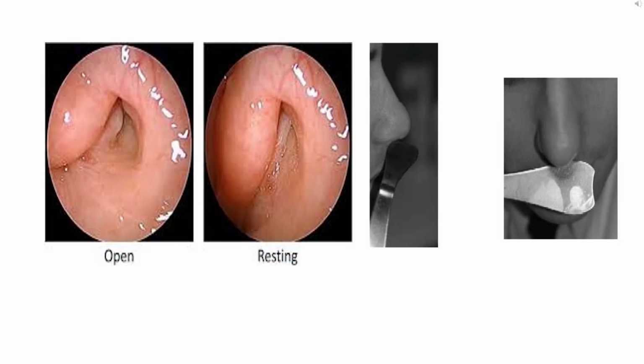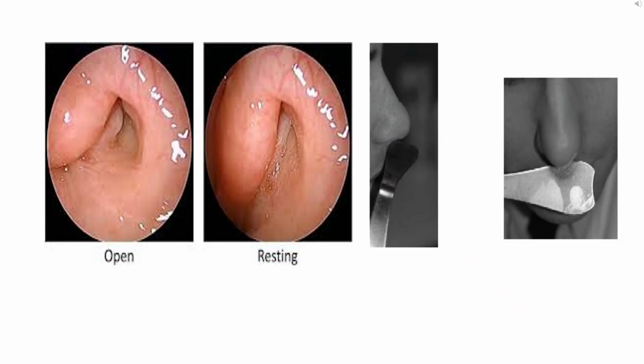In this slide, there are two images. First one is of interpretation of Cottle's test. Second is of cold spatula test. Where open is written, Cottle's test is being performed on the patient and endoscopy was done simultaneously. Then we will observe that there is opening of the nasal valve area that leads to better airflow. While if Cottle's test is not being performed, the nasal valve area remains collapsed, that is marked as resting condition.